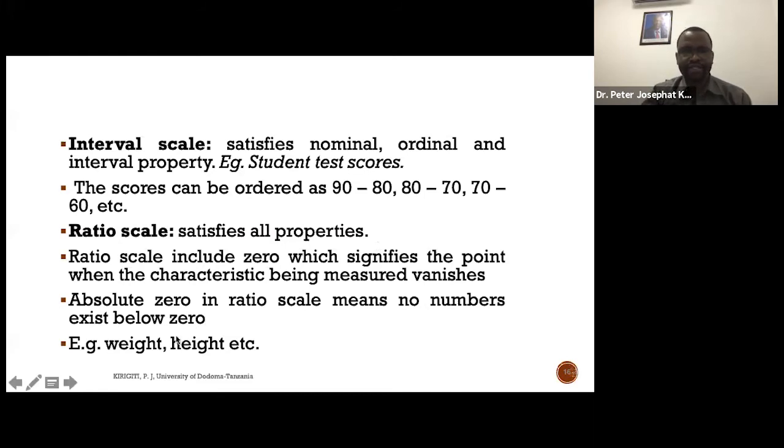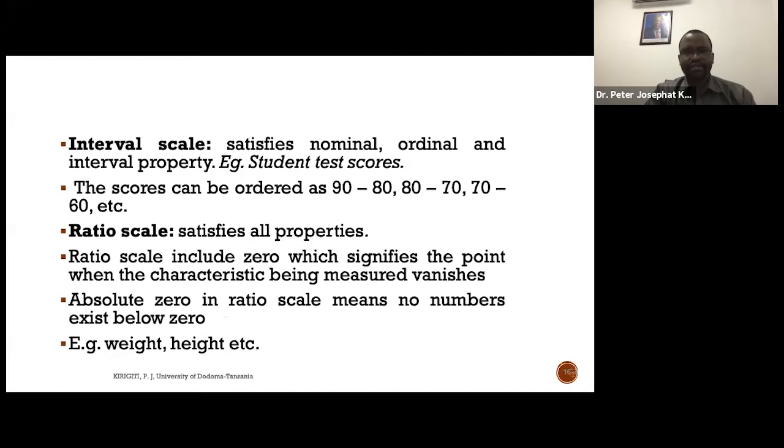For instance, consider weight. Weight falls under ratio scales because we are not expecting to have -3 weight or height. We are not expecting to have -3 height. So under this ratio scale, we have the absolute 0.